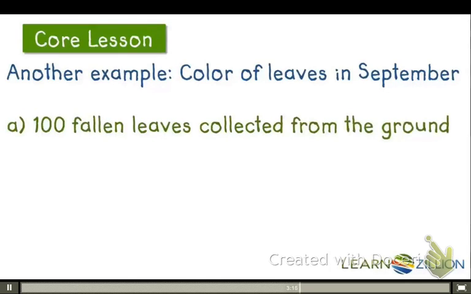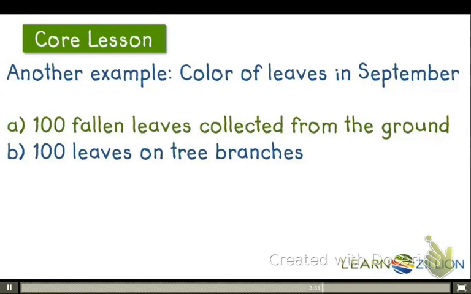Sample A: 100 fallen leaves collected from the ground. Well, if you only collect leaves from the ground, they're more likely to be brown already. So that is a biased sampling method. Not all leaves are equally represented.